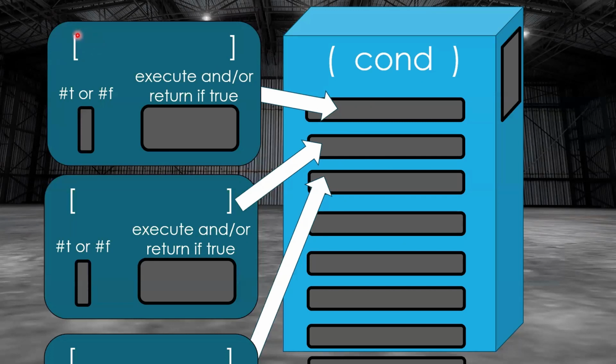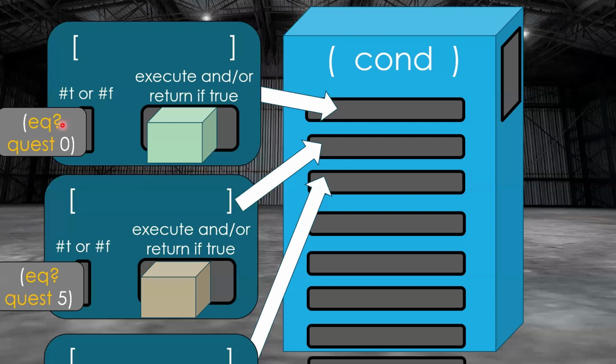Each one is started and closed with a bracket, and it has the first input of a Boolean, just like true or false. And then any code that's included after that and still inside those brackets is what will be run if that value is true. So for example, I'm going to have my first choice ask if the quest variable is equal to 0. And my second choice will ask if the quest variable is equal to 5.